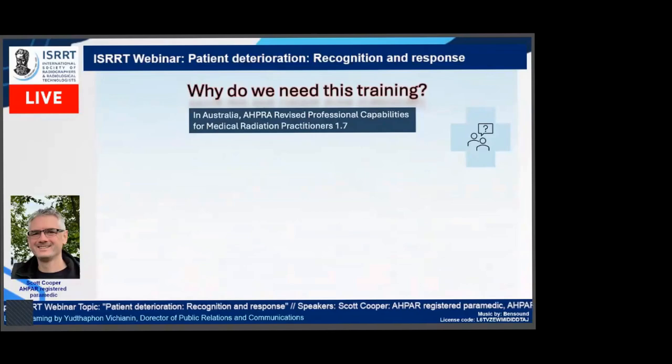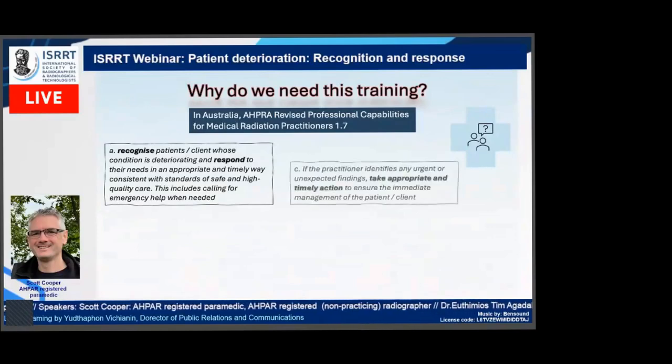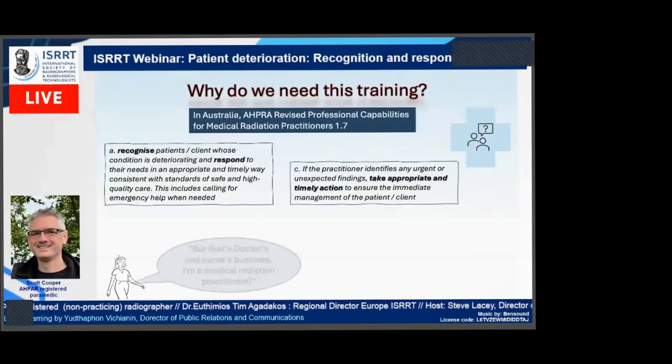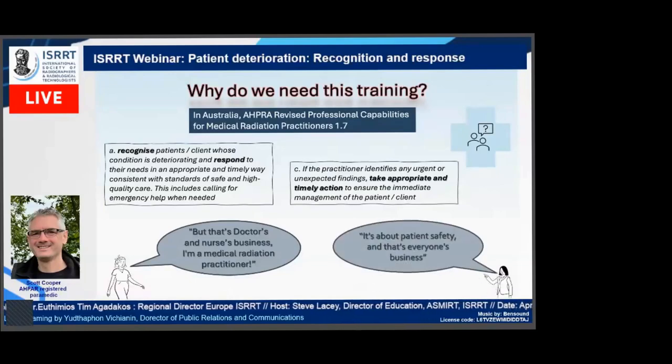Now, it wasn't that long ago that AHPRA revised their professional capabilities for MRPs in section 1.7, which specifically covered the recognition that MRPs should be able to recognise patients when they are deteriorating and respond in an appropriate and timely manner. This is two-factor. It requires the clinician to first identify when the patient is deteriorating, and then to take appropriate and timely action, which may require getting further support or help. Often we hear MRPs say that that's not really their business because that's mainly for doctors and nurses to look after that field of care. However, it could be argued that realistically, patient safety is everyone's business.